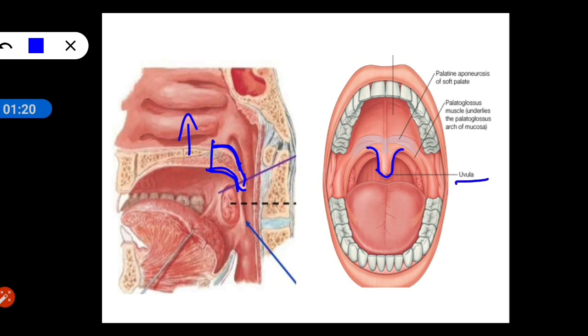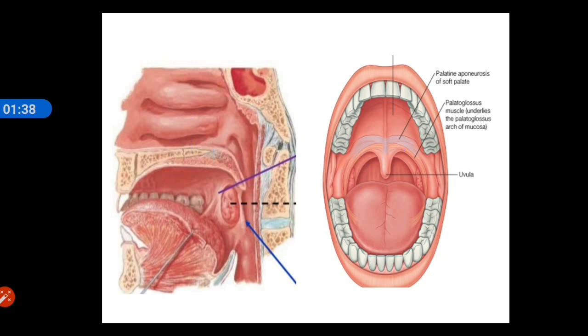From the uvula, if you see, two folds arise. They are the palatoglossal arch and the palatopharyngeal arch. Inside that is present the palatine tonsil. The soft palate also has two lateral borders which are continuous with the pharynx.